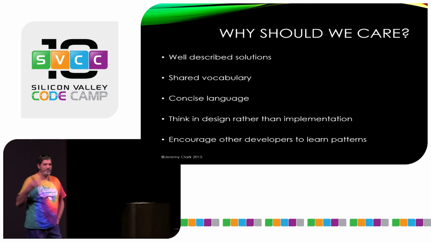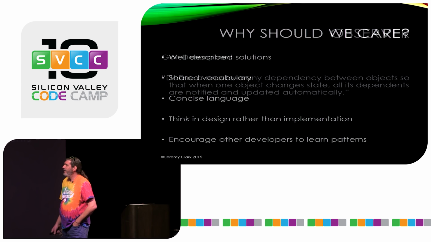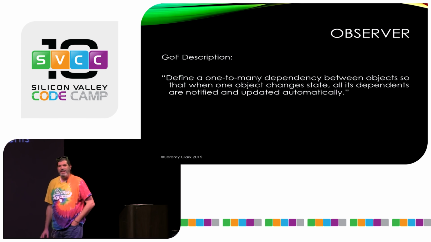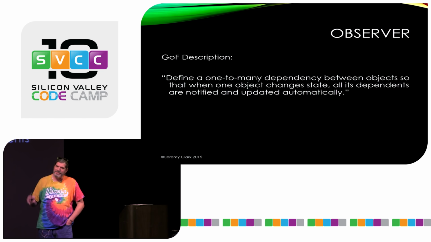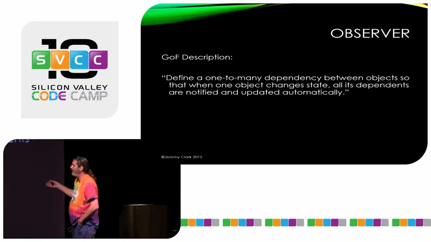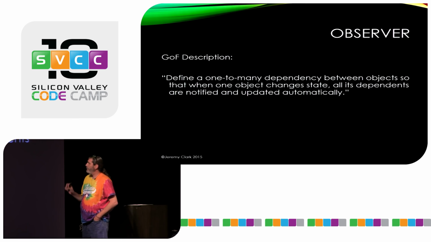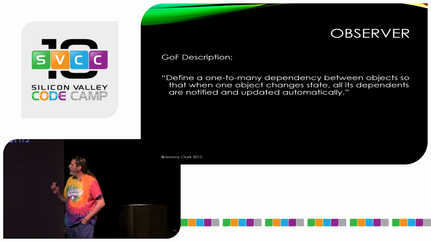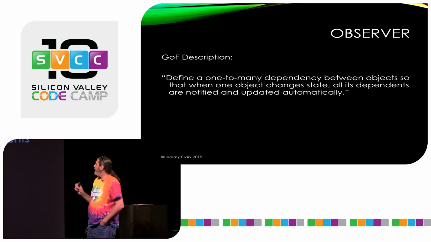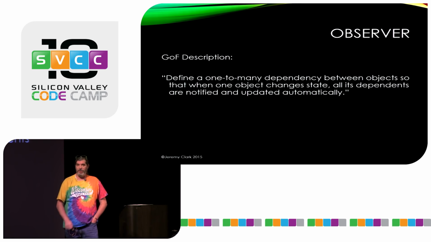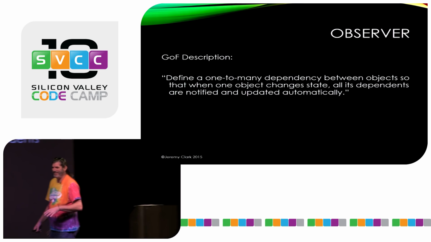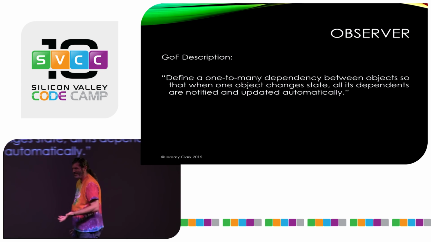So let's think about some patterns that we already use today. And I'm going to start with the observer pattern. Now remember how I said the Gang of Four is a little difficult to understand? Well, here's the Gang of Four description of the observer pattern. Define a one-to-many dependency between objects so that when one object changes state, all of its dependents are notified and updated automatically. Wah, wah, wah. Right? Again, not a good place to start.